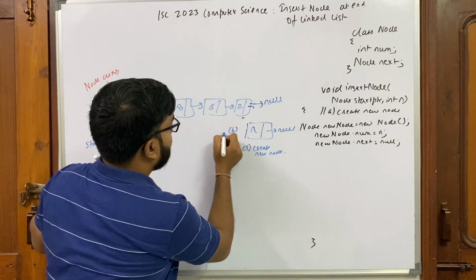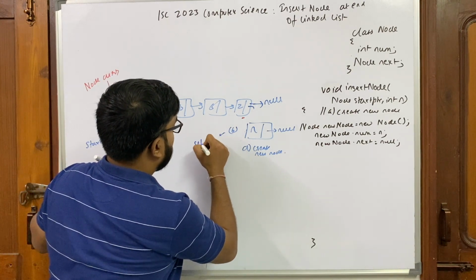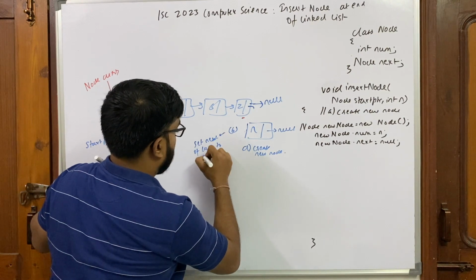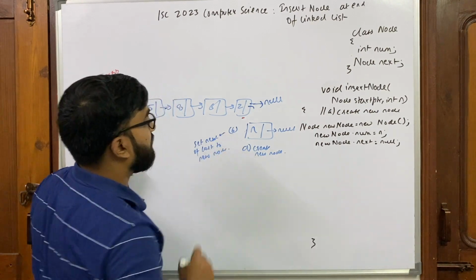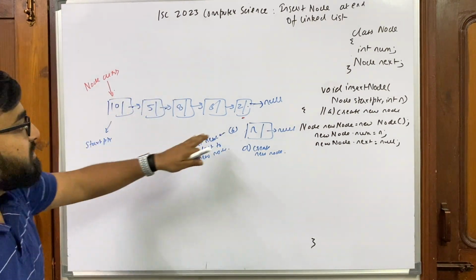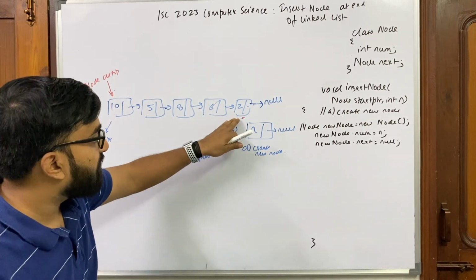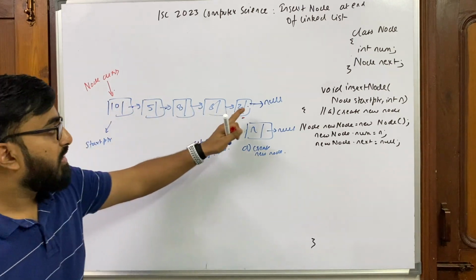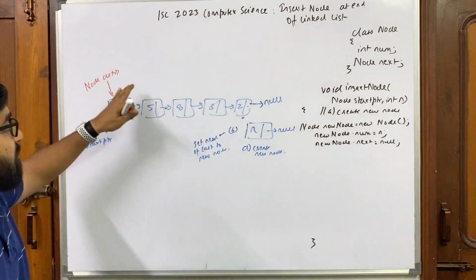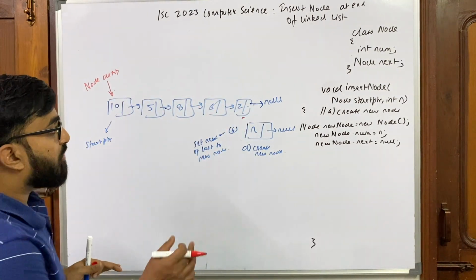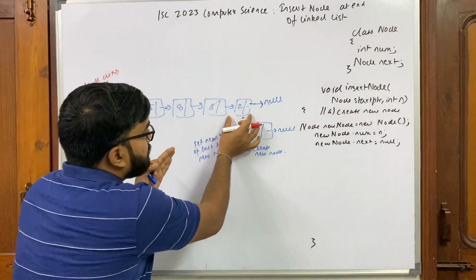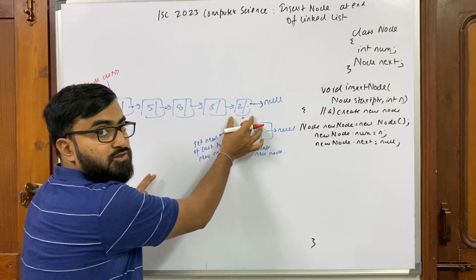The B part is basically set next of last to new node. This B part is to be done. So I want current to reach last so that I can set next of last to this new node. How do I reach my last? So I take current forward as long as the next of current is not null, because what differentiates all these nodes from the last node is that the next of this last node is null.